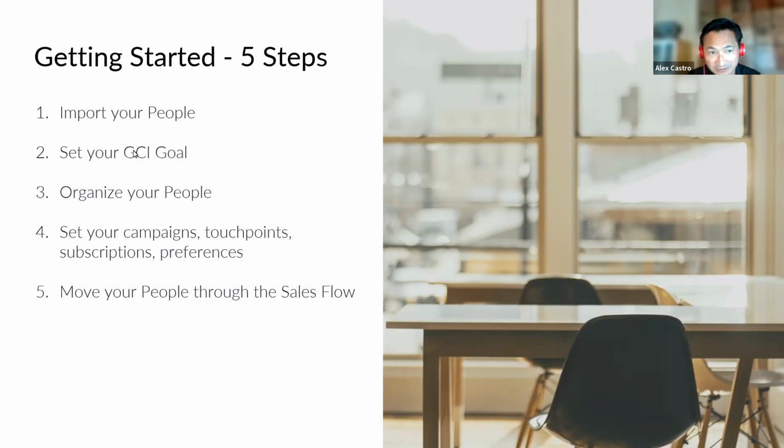So getting started. This is what we're going to cover today. Importing your people. We're going to talk about setting your GCI goal, organizing your people and setting up those campaigns, and then moving your people through the sales flow. This is a lot. And I'm not sure if we're actually going to be able to cover everything, but it depends, right, on how everything goes. And also on my internet connection, it was kind of flaky right before I got on this call, but hopefully it all is going to work out where we're going to be able to cover everything. If not, we're going to reserve it for a future MoxiWorks Hour. All right, so here we go.